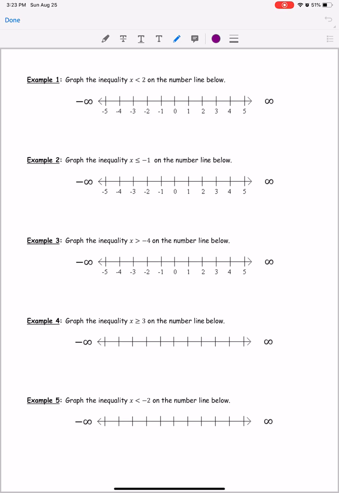So the first part of this is just simply graphing these when we already have a solution. So graph the inequality x is less than 2. Use the symbol as an arrow. It's pointing to the less than side, to the left. So it means my graph is going to go to the left.